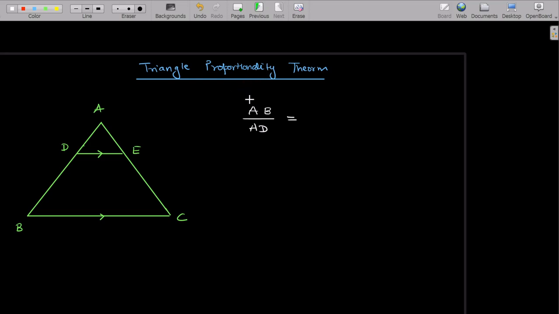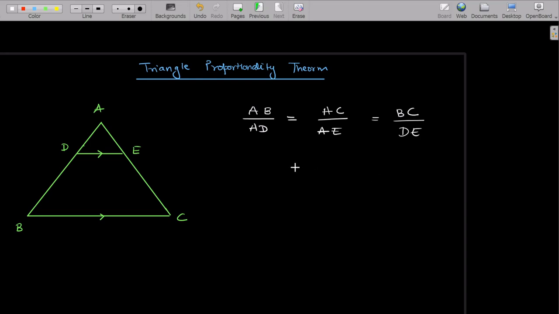So AB over AD will be equal to AC over AE, and AC over AE will be equal to BC over DE. Okay, so we're taking the longer side and then the shorter side. So that's correct.